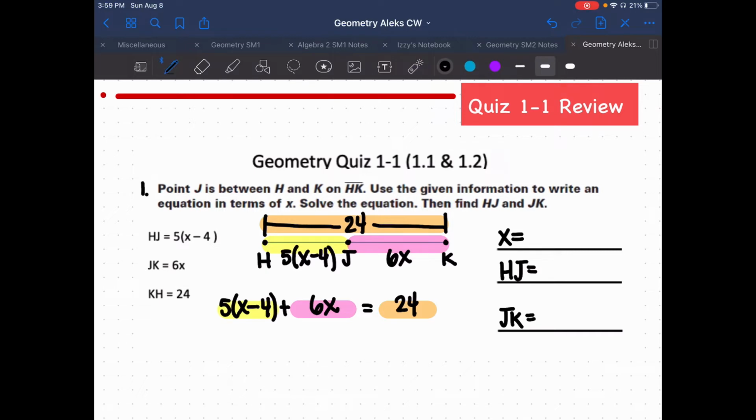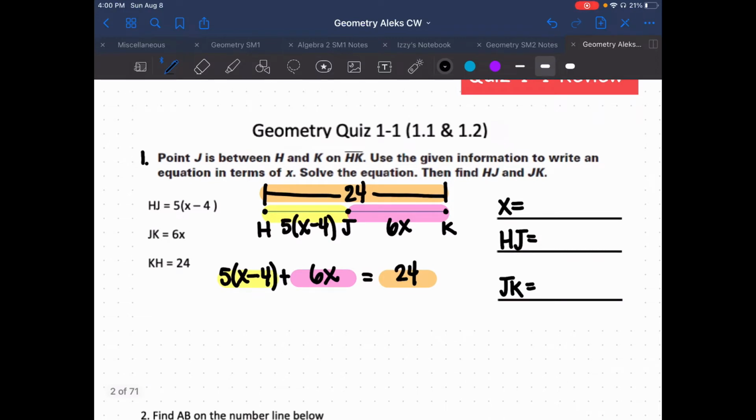All right, let's go ahead. Now that we've done the geometry and shown that we know how to use the segment addition postulate, let's solve for the variable x, because I do need that as one of my answers. And then let's substitute in to give our other two. So the first thing we do is we have to distribute. And I'm seeing that right here.